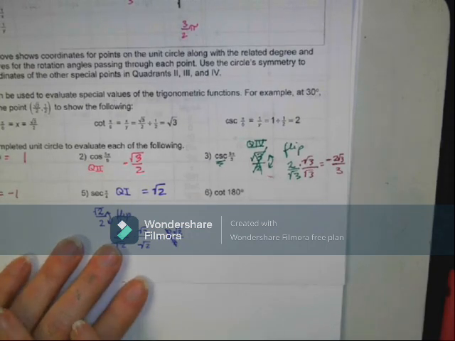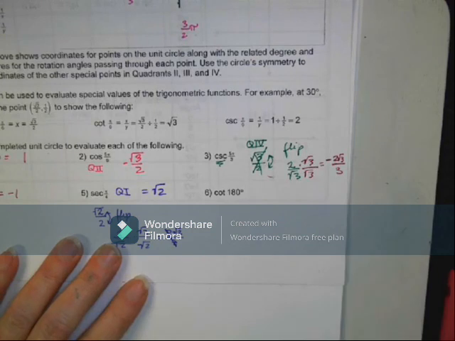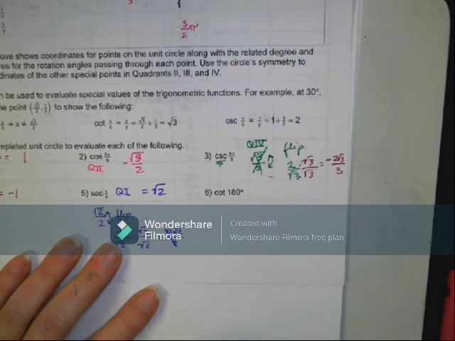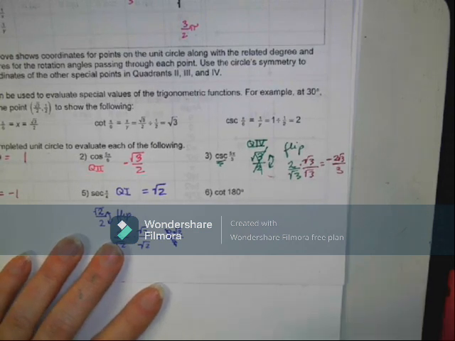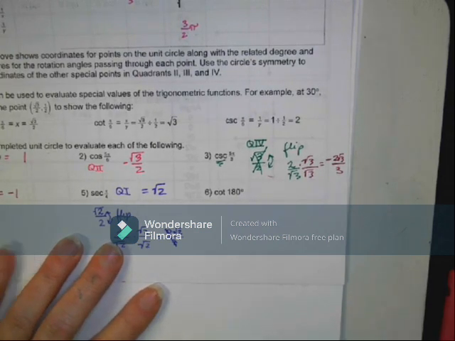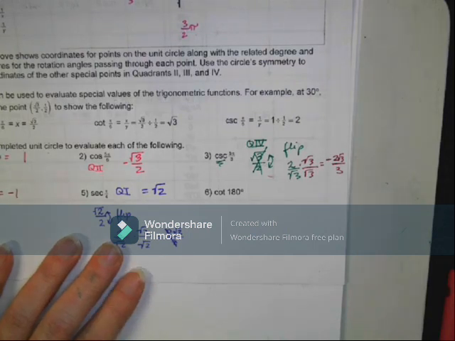Okay, cotangent of 180. Where's 180? Axis. X-axis, and it's over to the left, so what's the ordered pair over there? Negative 1, 0. Cotangent is tangent flipped over. So tangent is y over x, so cotangent is x over y. So that would be negative 1 over 0. So it'd be 0. Oh, wait. Undefined.